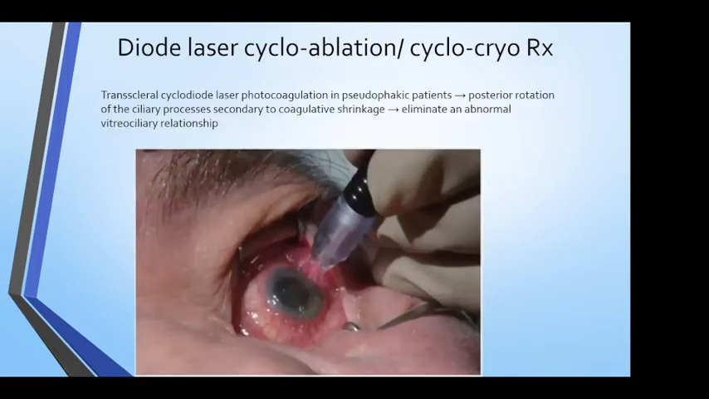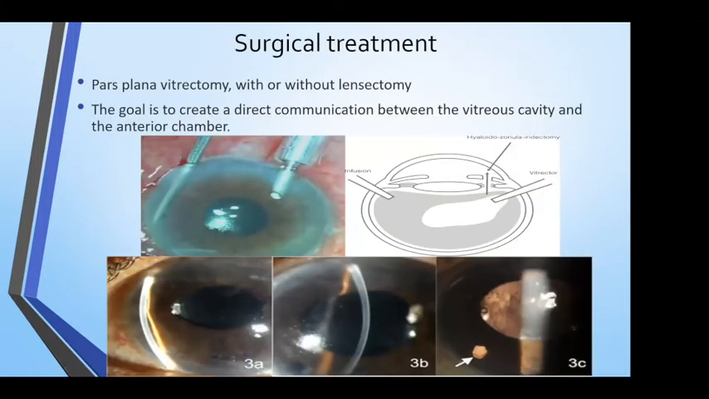Also, you could use diode laser or cyclocryotherapy to shrink those ciliary processes by coagulation or cryotherapy to reduce that vitreociliary relationship. If all of that failed, then surgical treatment, which is pars plana vitrectomy with or without lensectomy. So the goal is to create a direct communication between the vitreous cavity and the anterior chamber.